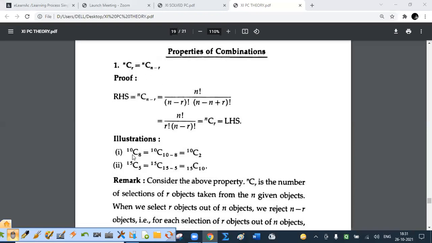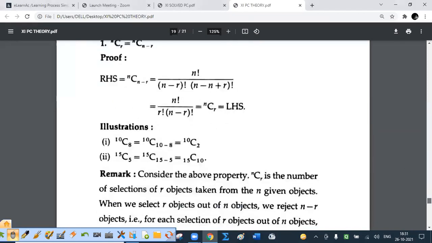Particular cases. 10C8 will be what? 10C(10 minus 8), that is 10C2. So combinations of 10 things taken 8 at a time is the same as combinations of 10 things taken how many at a time? 2 at a time. Okay. Now, remark.